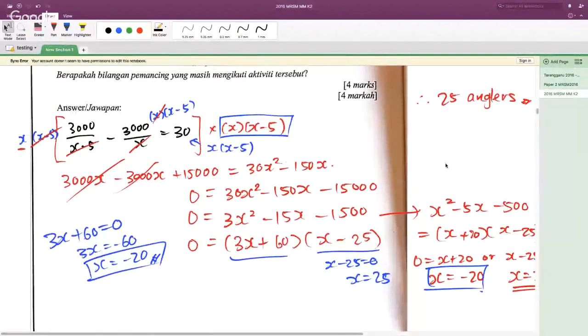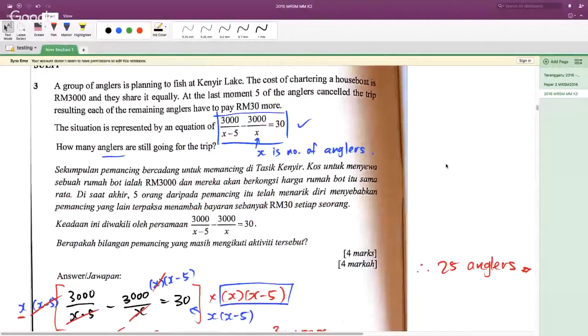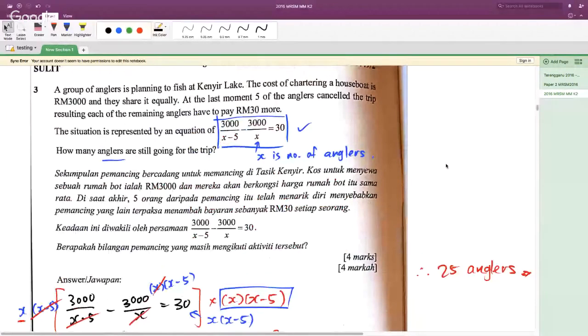Yeah, there's nothing to do with minus 5 here. Because you see, at last the 5 of them actually cancel the trip, right? Actually, they already minus 5 of you. So the 5 of them cancel the trip is over here. X is already minus 5.